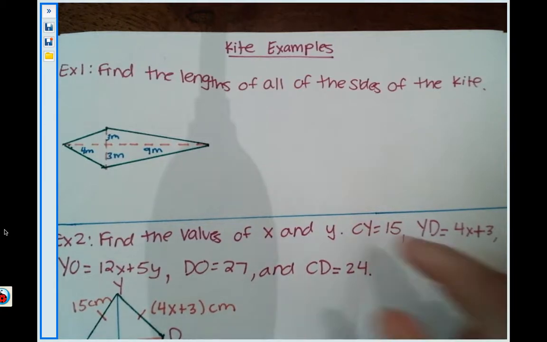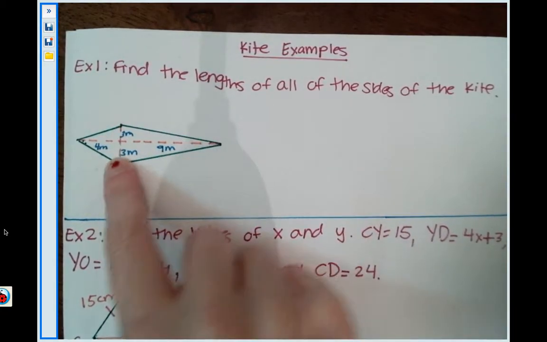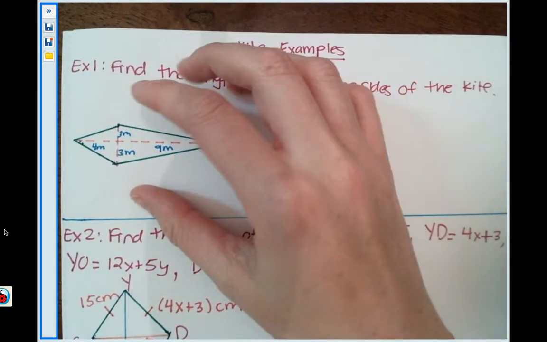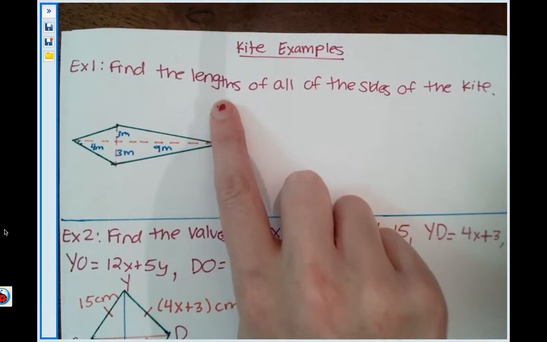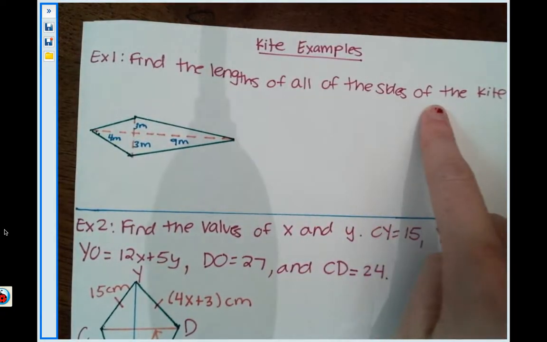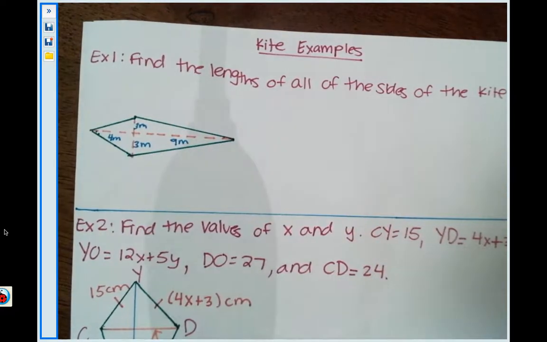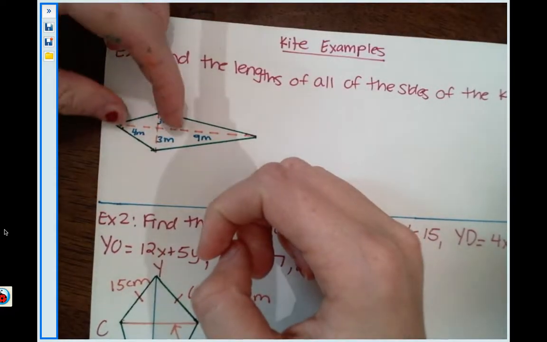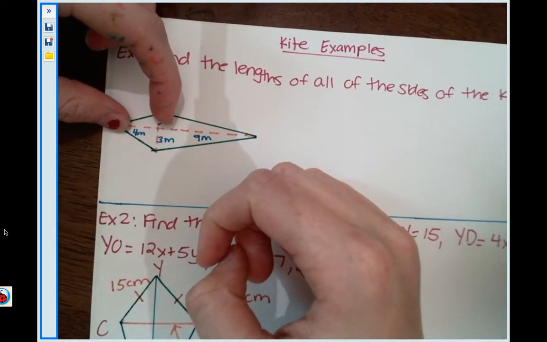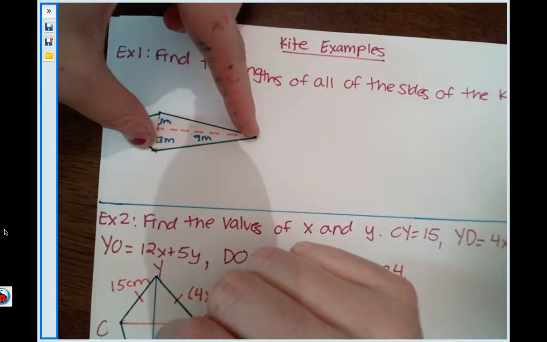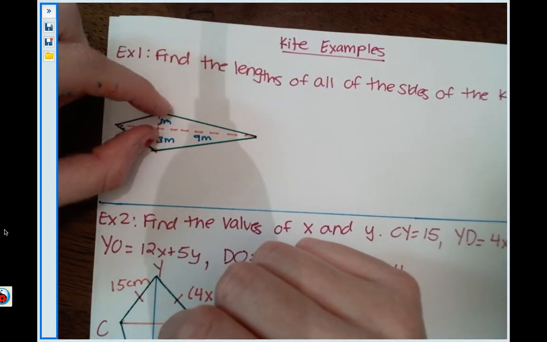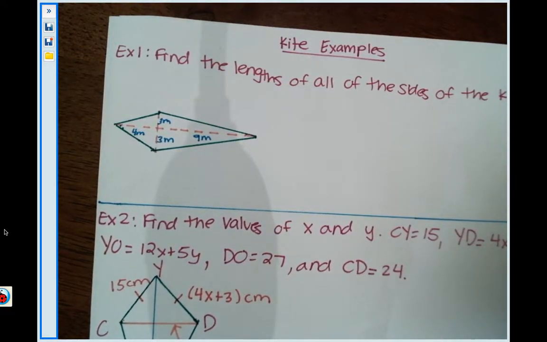But anyways, the first example, I have this lovely kite drawn. It's a little skinny and narrow, apologize. It says find the lengths of all the sides of the kite. So I want to know what all four of these sides are. This piece from here to here is 4 meters. The longer piece is 9 meters. This little guy is 3 meters as well as this one.